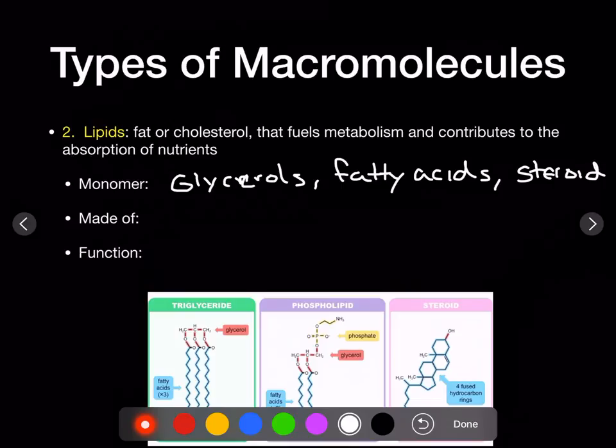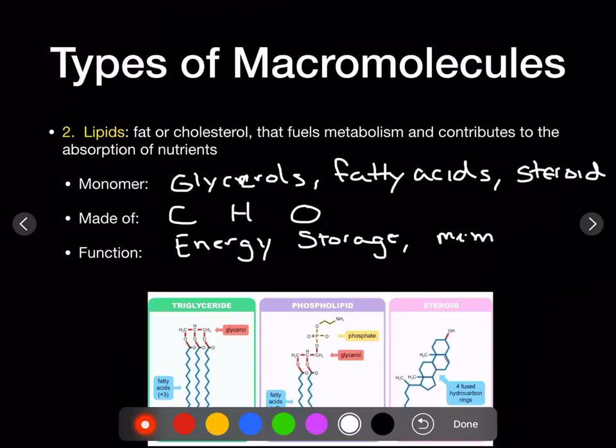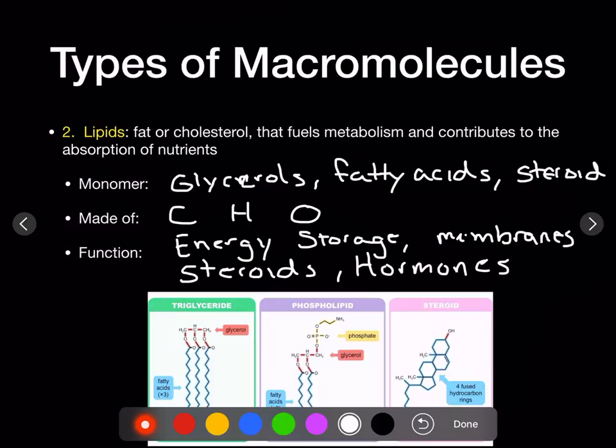Now, lipids are as well made of carbon, hydrogen, and oxygen, but they do not have any sort of ratio. And lipids are used for energy storage, okay? Just like when you store fat in your body for the long term, okay? Energy storage. Now, they're also used in membranes in our body, as well as steroids and hormones. So lipids are used in a very, very large amount of different things in the body.